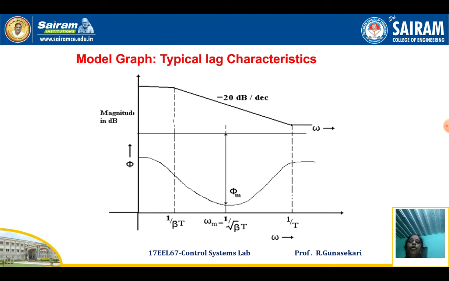Then the model graph of typical lag characteristics. In the top characteristic we have to draw frequency omega versus gain in decibel, that is magnitude of gain in decibel. The lower curve is drawn between frequency omega and phase angle phi only. Then beta, T, and omega m are all calculated using the formulas.